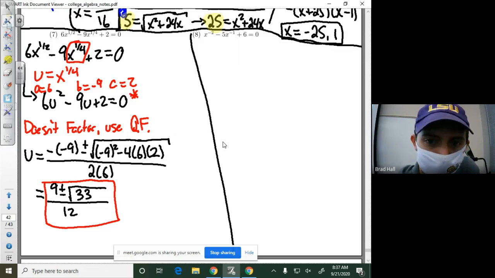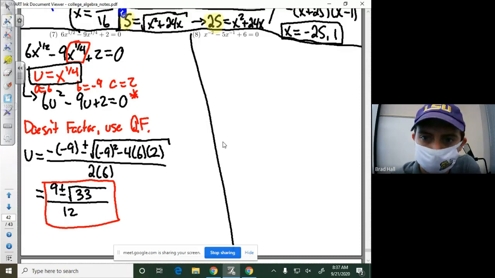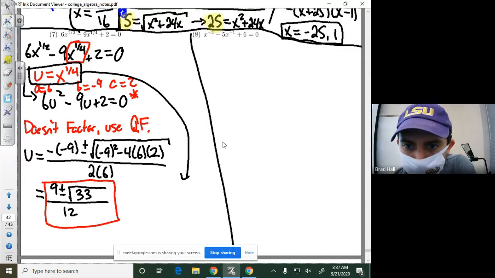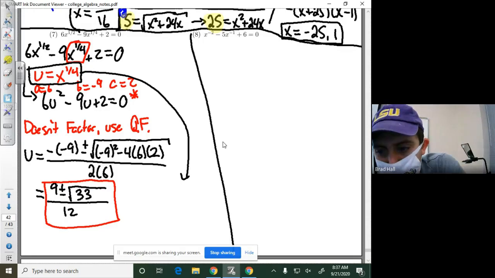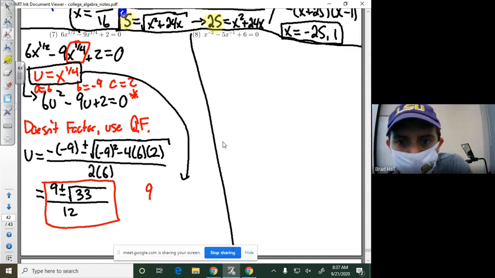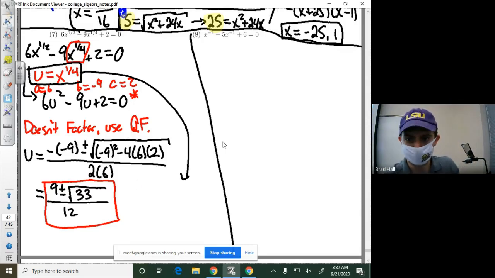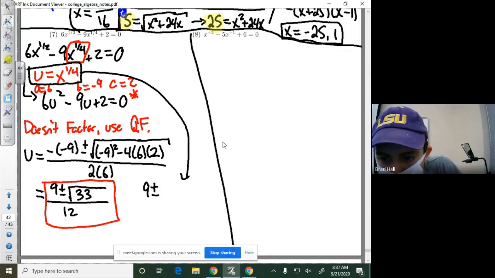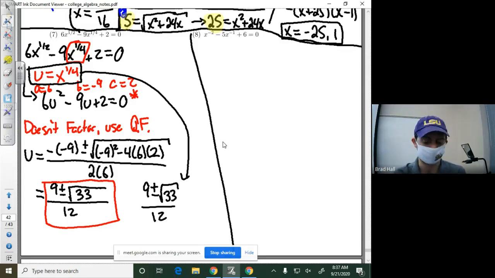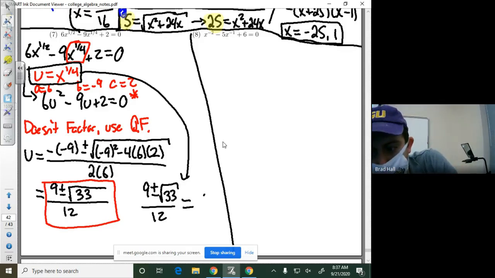So now we can go ahead and bring our rule back, so we can get x values. So now this says that since we know that u is x raised to the 1/4, and we know that u is this expression here, we now have that u, which we found, is this whole fraction. Yes, this whole fraction with the plus or minus and the square root, that all carries along. We know that this is now equal to x to the 1/4.